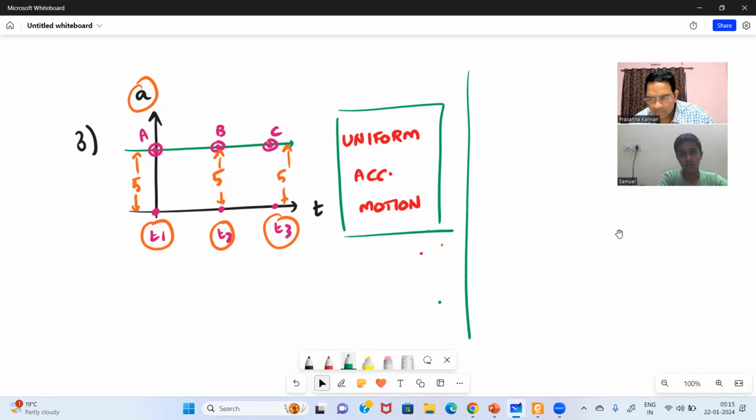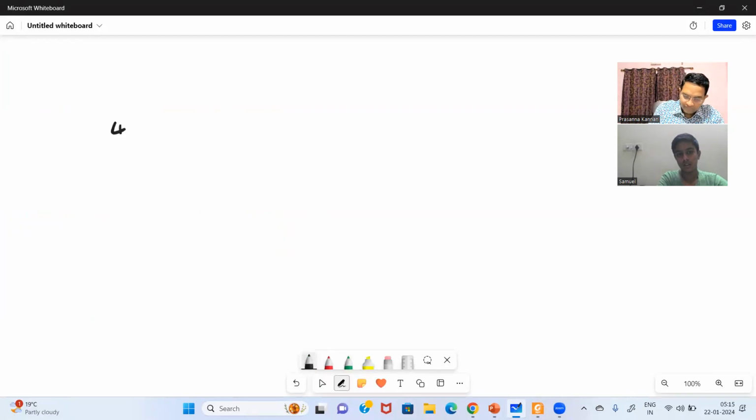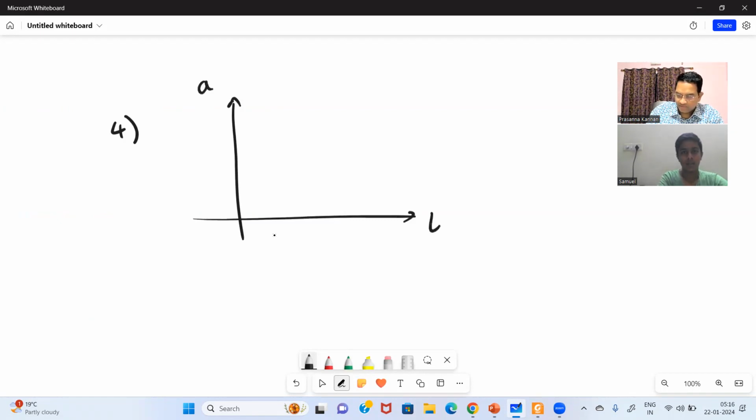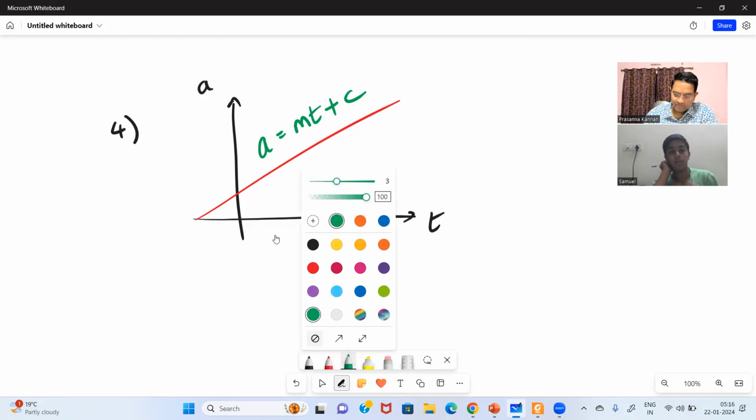Yes, Samuel? Is it clear? Okay. What was the fourth graph? Acceleration versus time. Same thing as the second one. Is it like this? Okay, tell me. So we can apply the straight lines concept over here. Correct, good. And you get a equals mt plus c. Very good. Tell me what kind of motion is this?